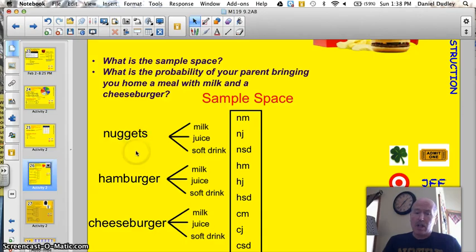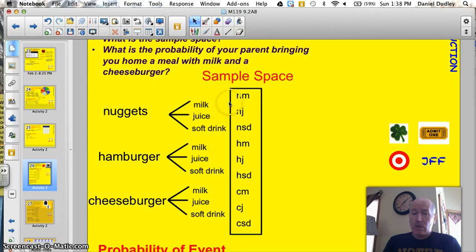So I listed out nuggets, hamburger, and cheeseburger, and then made a tree diagram. You could have it with milk, juice, or soft drink. You could have the hamburger with milk, juice, or soft drink, and the cheeseburger with milk, juice, or soft drink. Then for my sample space, I just abbreviated these so I had a nice neat list. Nuggets and milk, nuggets and juice, nuggets and soft drink. Okay? So you can see that I had a total of 1, 2, 3, 4, 5, 6, 7, 8, 9. You can see them here, groups of 3 easier.